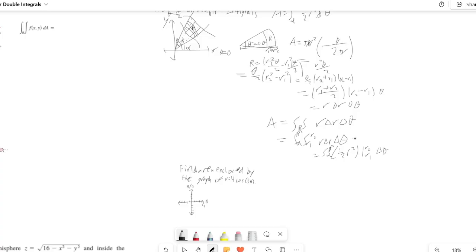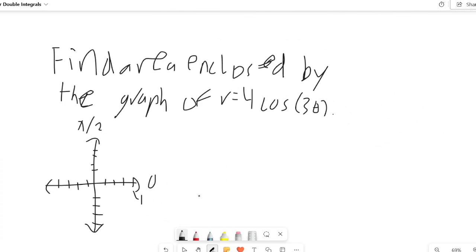So this could also become theta as a function of r, and you have the two radii here. And this could become d theta dr. So switching the order of integration is definitely there. So now let's work through an example.